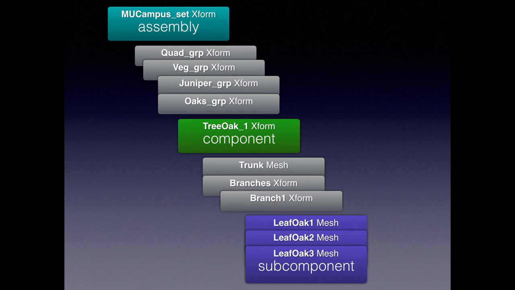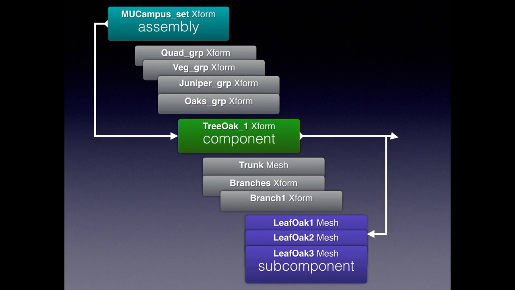So USD provides three core concepts of kind, and kind is just a piece of metadata that lives on a prim. So I could view this scene as an XForm called MU campus set, which contains an XForm called quad group, which contains an XForm called veg group, which contains an XForm called oaks group, which contains an XForm called tree oak 1. Or I could view it from the much simpler and much more useful concept of, well, we have an MU campus set, and one element of that MU campus set is tree oak 1, without thinking about the intermediate hierarchy.